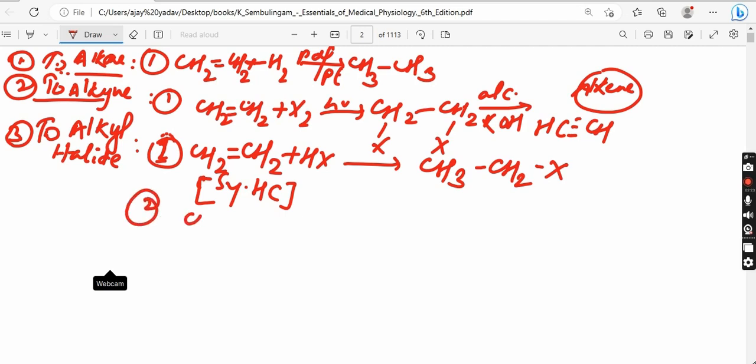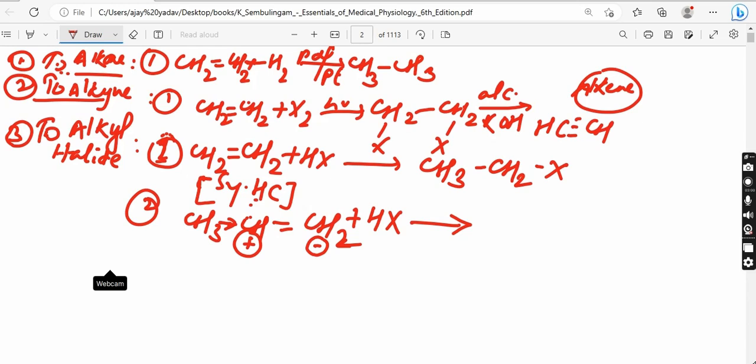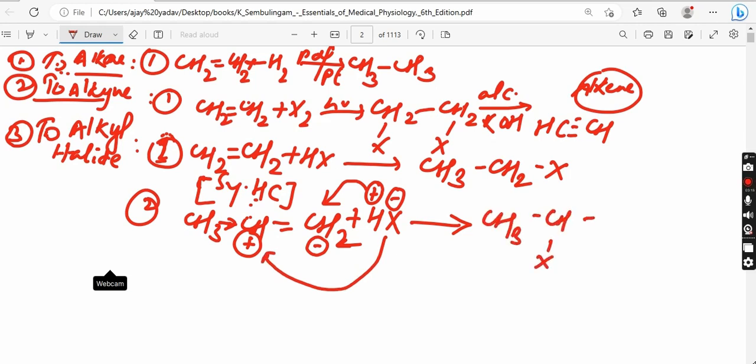But if there is unsymmetrical alkene, suppose there is this one, this is your unsymmetrical alkene. Look here. This side after double bond, only one carbon is over here, but this side there are two carbons. This is unsymmetrical alkene, and when you react this with HX, look at this, this is electron donating group, right? So what happens, this gains partially positive charge, and this gains partially negative charge, right? So this positive charge is going to attack over here and this negative charge is going to attack over here, and this will be forming CH3 CHX CH3, right?